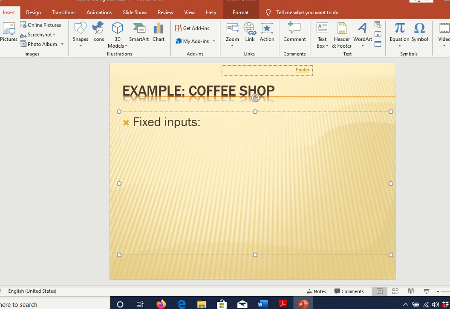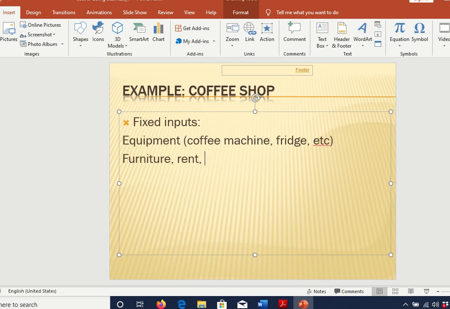Some of you may know that fixed inputs could be the equipment, right? The coffee machines, because you don't really change the number of coffee machines that frequently. And then what else? If you serve sandwiches, there's a fridge. So equipment and appliances. What else? You can think of the furniture. And some of you may want to add the rent. Whether you have good business or bad business, you still have to pay the same amount of rent. The insurance, right?